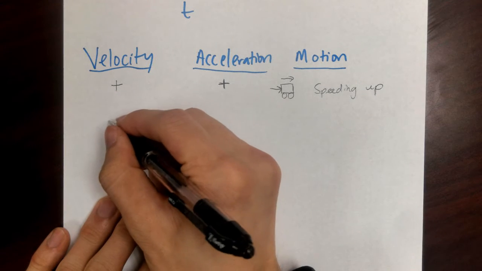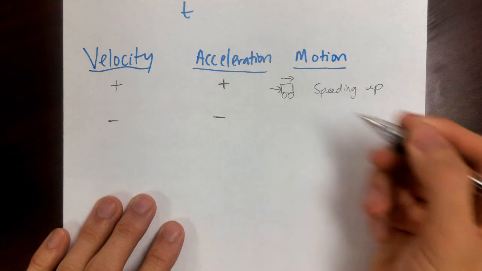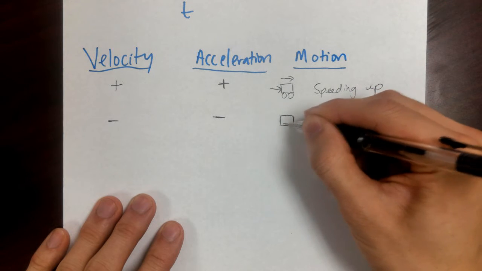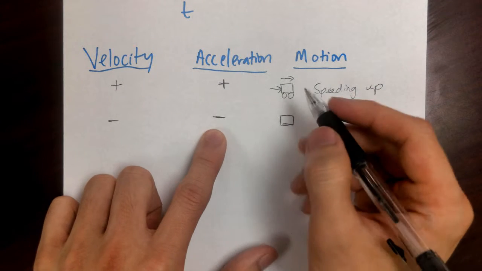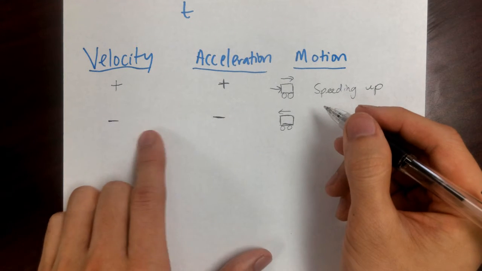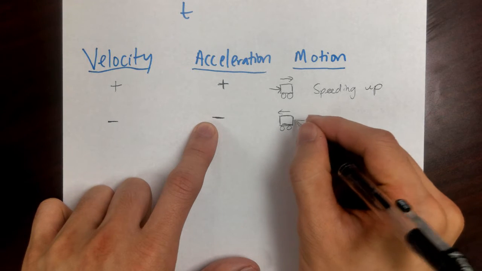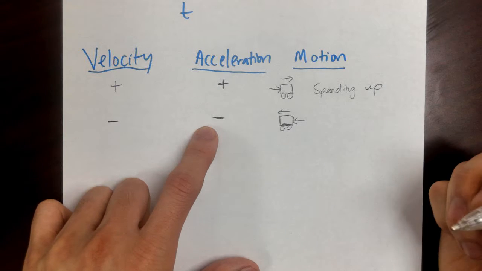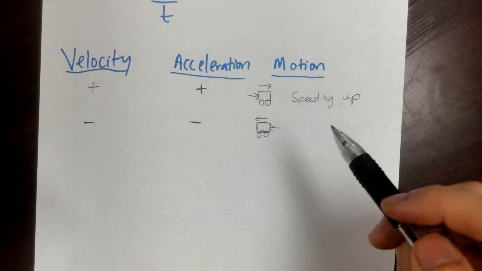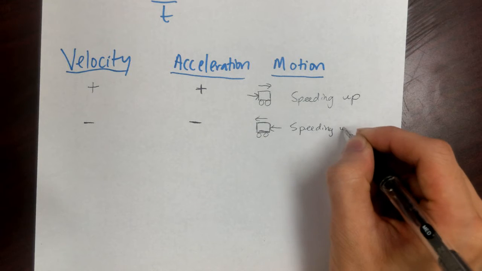Next, what happens if velocity is negative and acceleration is negative? We have a car going to the left, and someone's pushing it to the left. So what's happening to this car, speeding up or slowing down? If you said speeding up, you're a genius. It should be speeding up.